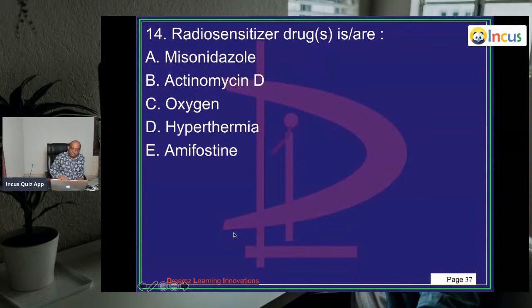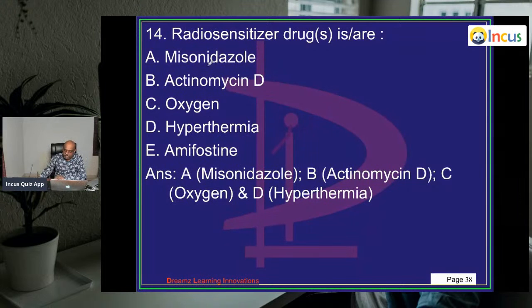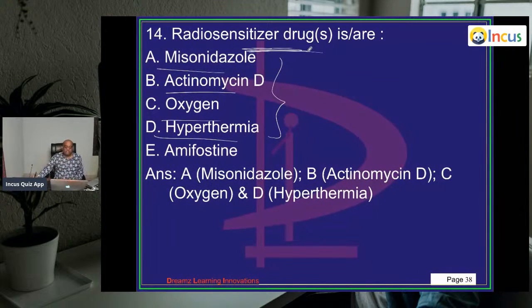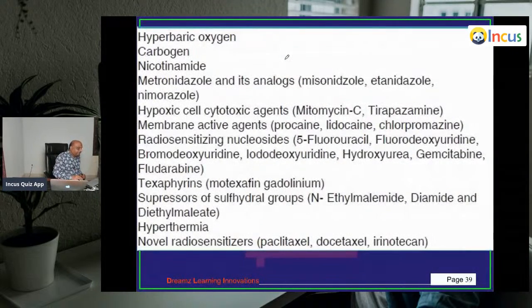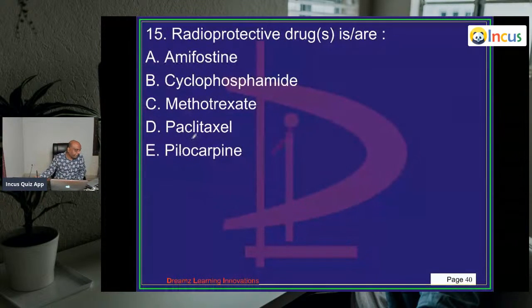Now look, radiosensitizer, which is a radiosensitizer drug: misonidazole, actinomycin D, oxygen, hyperthermia, they're all considered to be radiosensitizing factors. So there is a list, you have to memorize that list. Hyperbaric oxygen, carbogen, nicotinamide, metronidazole, hyperthermia, they're all called radiosensitizers, is what we need to remember.